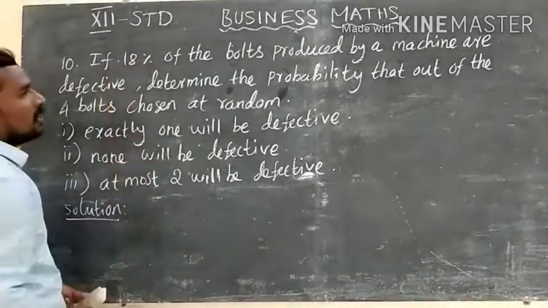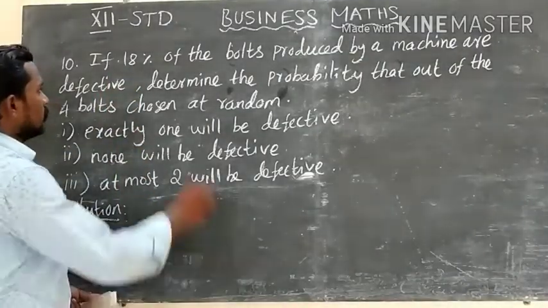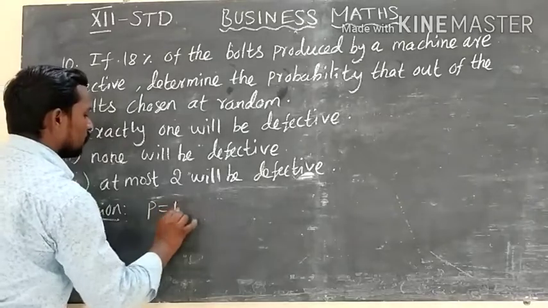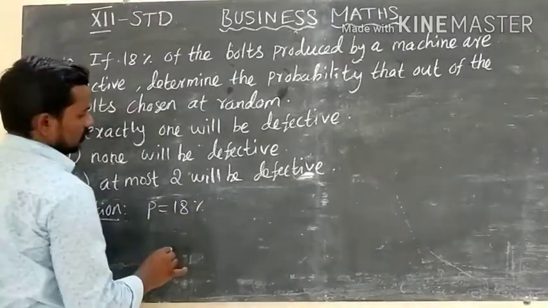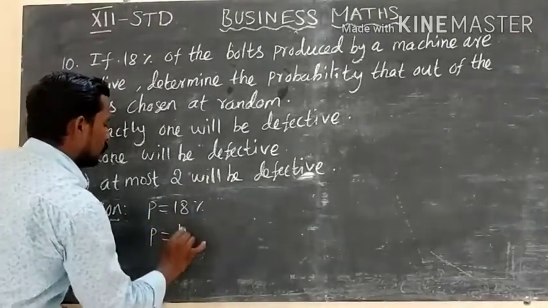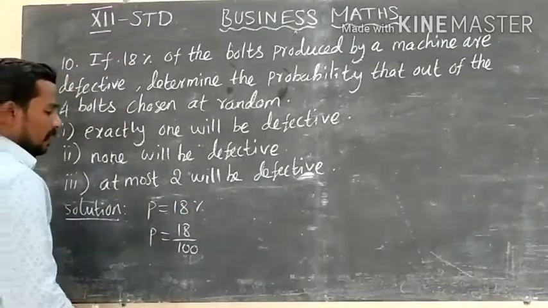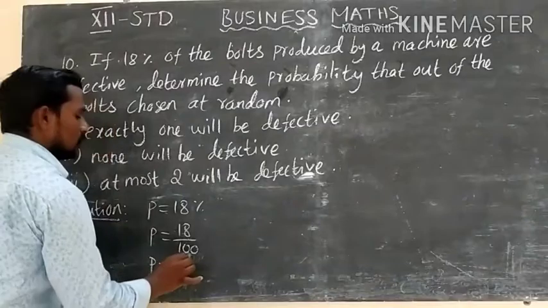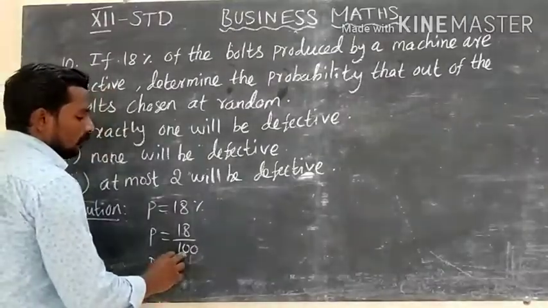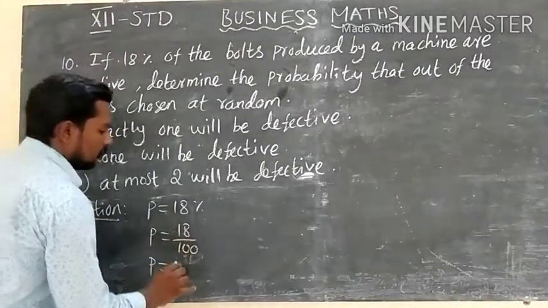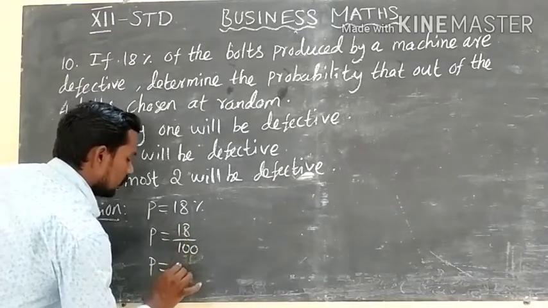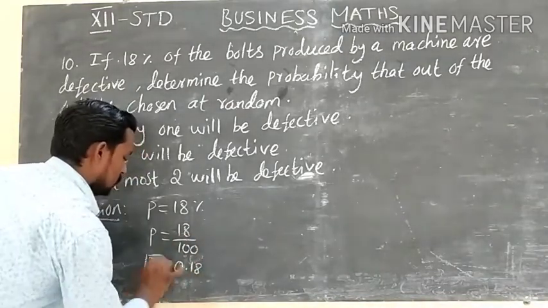The percentage value is the value of P. P is equal to 18%. That means P is equal to 18 by 100. A percentage represents division by 100. So dividing by 100 means making it 2 decimal places, so P is 0.18.